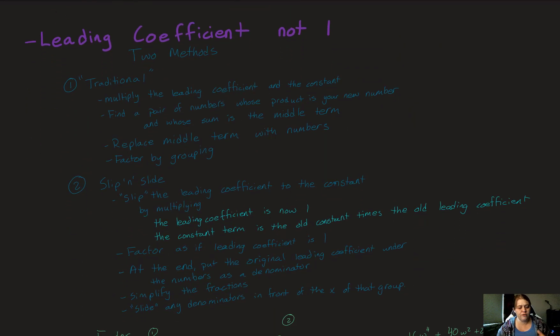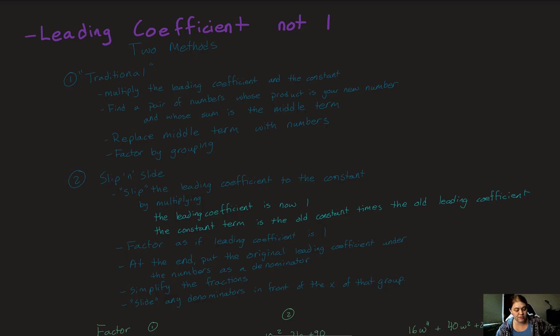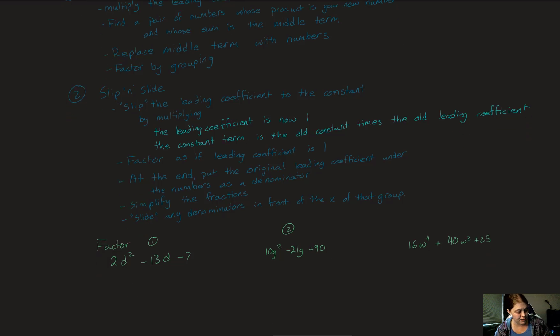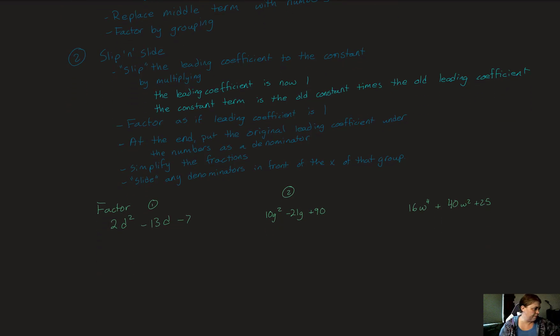The other method I've learned of recently is called slip and slide, where you slip the leading coefficient to the constant by multiplying. The leading coefficient is now 1, and you just follow the process that you had up there for factoring if the leading coefficient is 1. At the end, put the original leading coefficient under the numbers as a denominator and simplify your fractions. Slide any denominators out to the front of the x in that particular group. So, let's see. I'm trying to make sure.